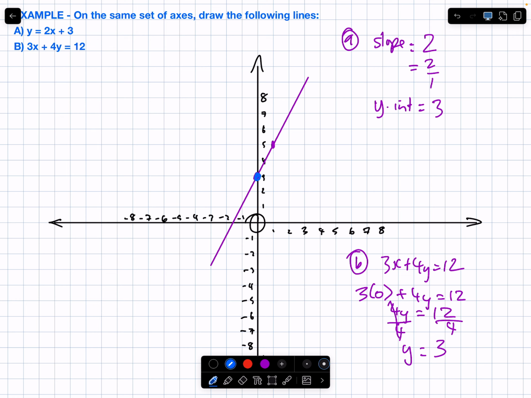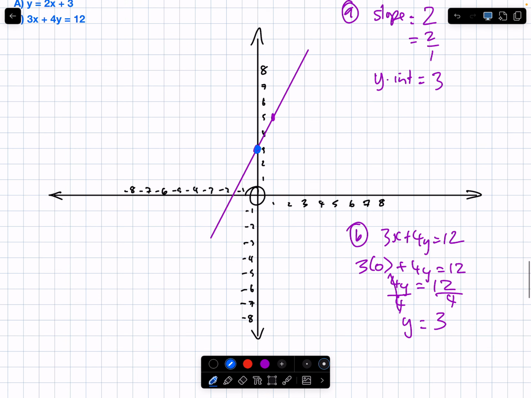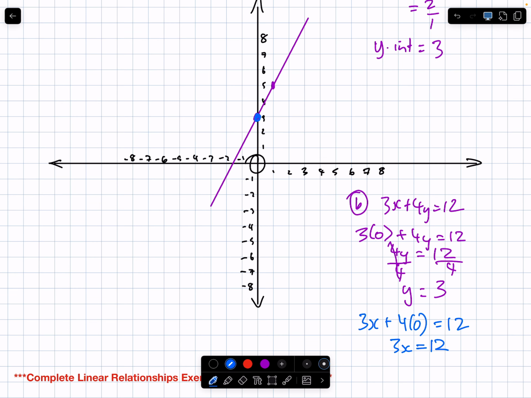No. I know where it goes through, but I don't know what direction it goes. So how do I find the other intercept? I make y equal 0. So 3x plus 4 lots of 0 equals 12. What's 4 lots of 0? 0. So 3x is equal to 12. What's 3 doing to x? What's the opposite of multiplying by 3? Dividing. So x is going to be 4.